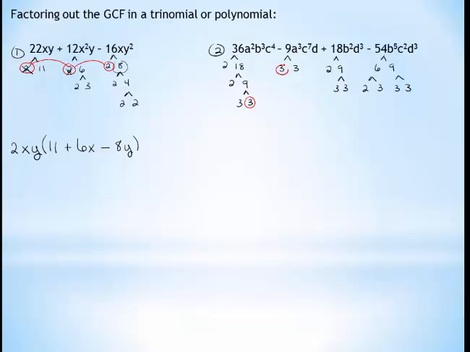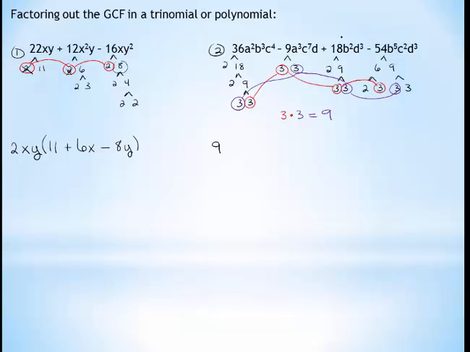This has a 3, that has a 3, that has a 3, and that has a 3. So I can use one of the 3's. Okay, and then I have another 3 here, another 3 here, another 3 here, and another 3 here. So I actually had 2 3's in common to all 4 terms. So my GCF is going to be 9. So I'll have a 9 that I can pull out.